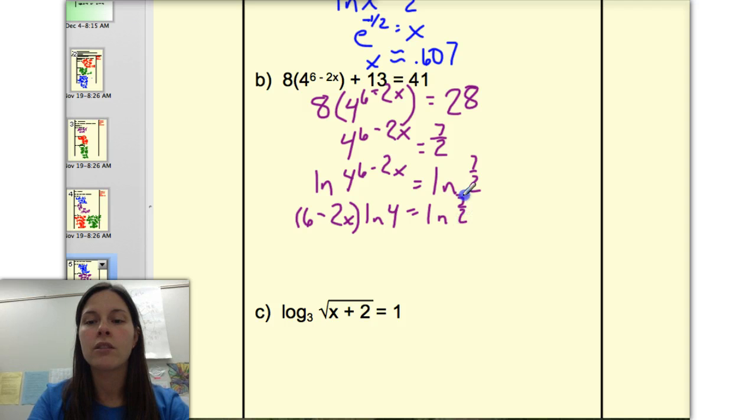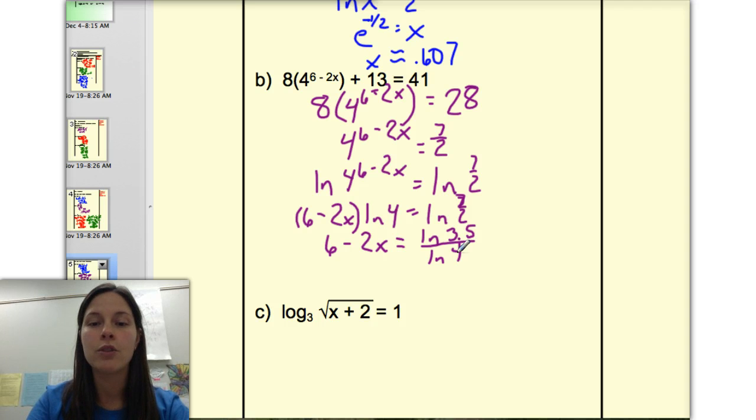So now I'm going to divide both sides by the natural log of 4, and that will isolate my 6 minus 2x. Because I'm now going to do a fraction within a fraction, I'm going to go ahead and convert that to a decimal just to make it a little bit less messy. And you can subtract 6 from both sides. At this point, you may want to go ahead and punch that into your calculator and get a decimal approximation, because from now on we're going to be subtracting 6 and then dividing by -2, and it will look really messy without a decimal approximation.